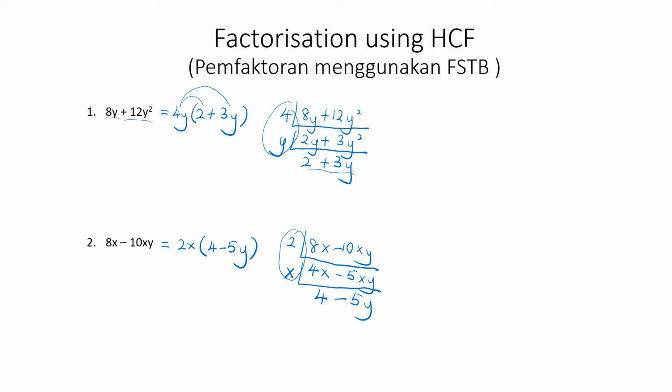Actually, you can multiply it out. 2x multiplies with 4, then you can get 8x. And 2x multiplies with negative 5y, then you can get negative 10xy. So this is correct.